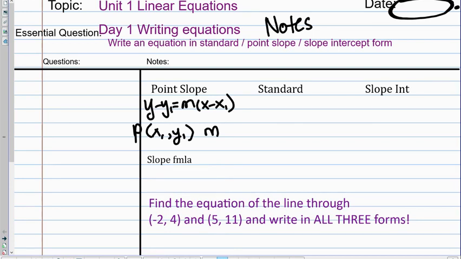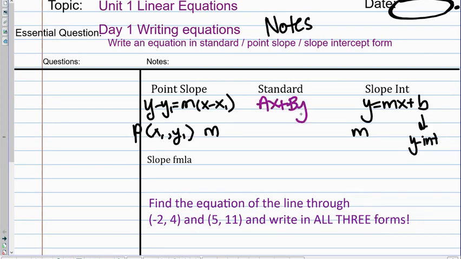All right, slope intercept form is the one that you guys all just love. It's your y equals mx plus b. It has your slope m, and b, which is your y-intercept. This seems to be everybody's favorite version. And then standard has some different letters. It's Ax plus By equals C, or you'll sometimes see it like this, Ax plus By minus C equals 0.